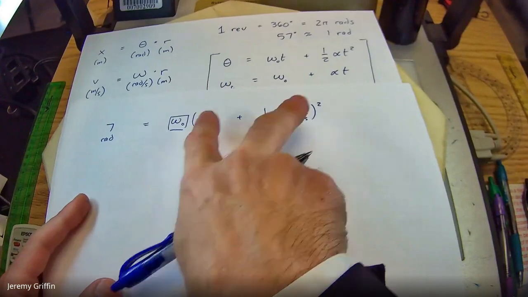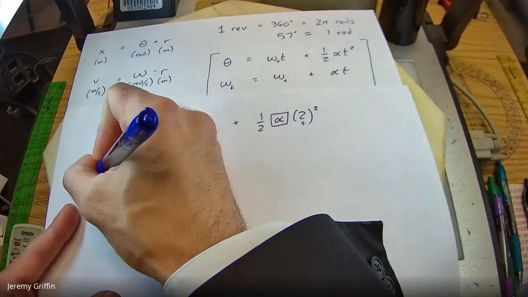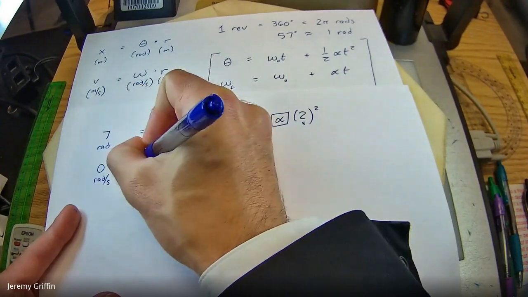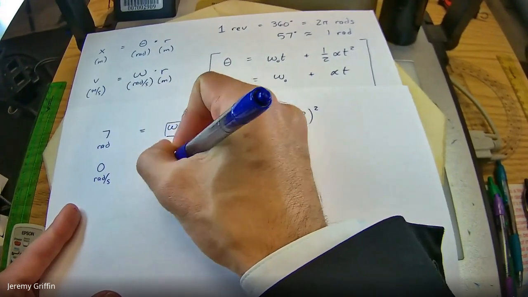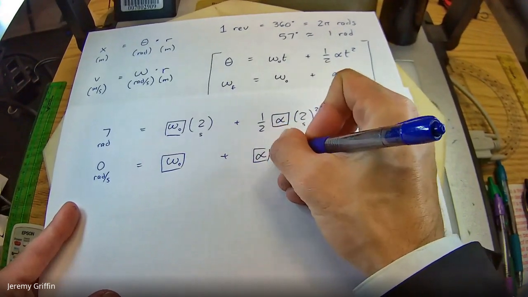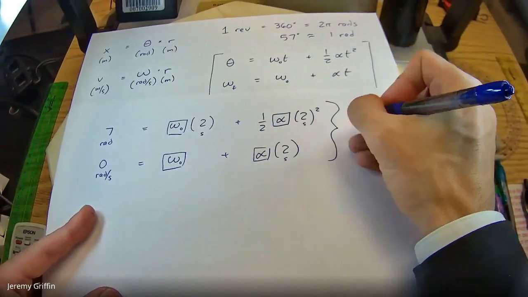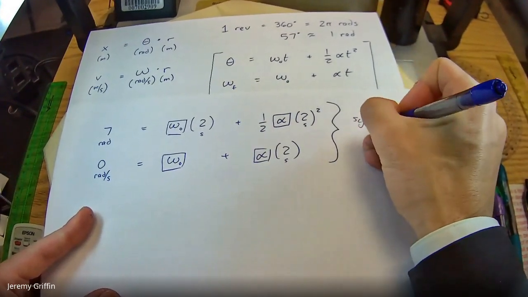Okay, so 2 unknowns. How about the second formula? Turn that into an equation. Omega final, 0 radians per second, equals omega initial, which we don't know yet, plus alpha, which we also don't know, times the 2 second time interval to come to a stop. Here is your system of equations.